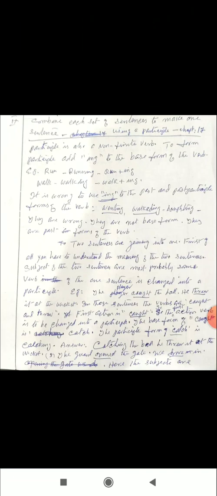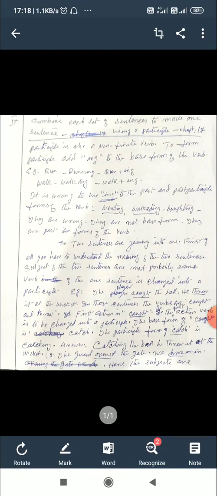Example: The player caught the ball. He threw it at the wicket. In those sentences, the verbs are caught and threw. First action is caught. So the first action verb is to be changed into a participle.